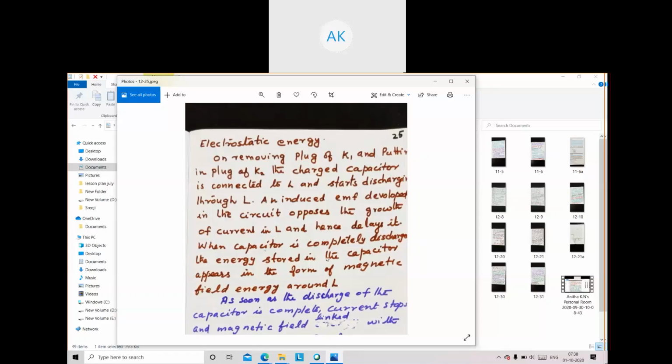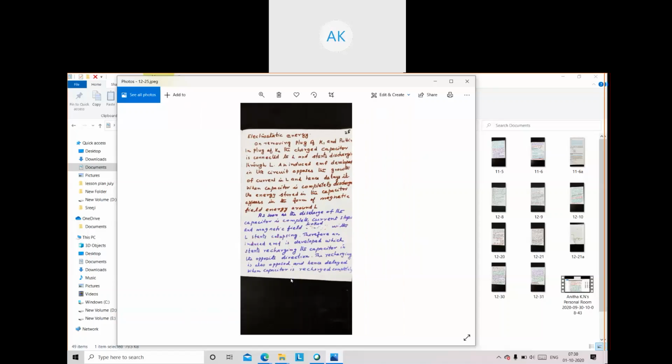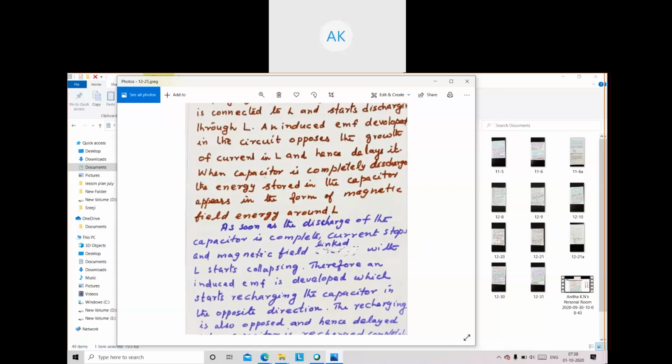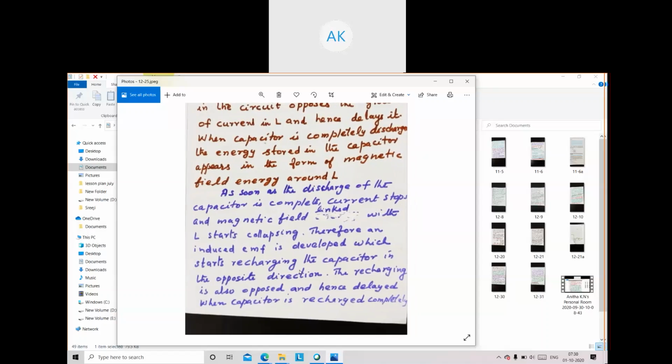When the capacitor is completely discharged, energy stored in the capacitor appears in the form of magnetic field energy. As soon as the discharge of the capacitor is complete, current stops and the magnetic field linked with L starts collapsing, decreases. Therefore, an induced EMF is developed which starts recharging the capacitor in the opposite direction. The recharging is also opposed and hence delayed.